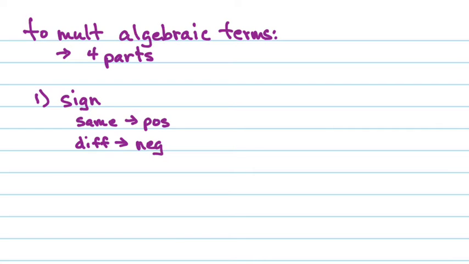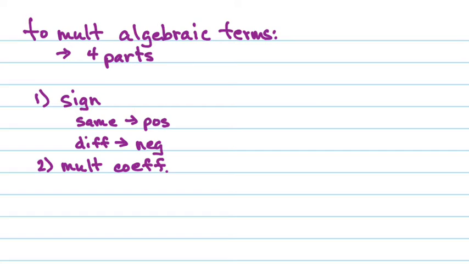Okay, so first thing you would do is determine the sign. We're not so worried about that today because everything's going to be positive, but remember, we have to have signs between things, so we're still going to determine the sign first. Second thing you're going to do is multiply the coefficients.